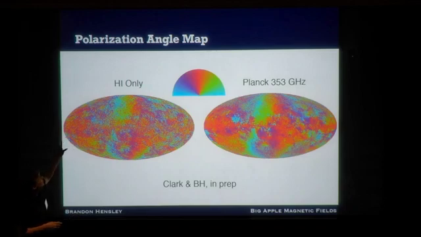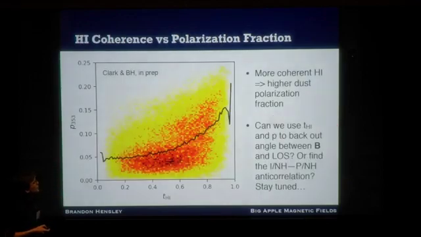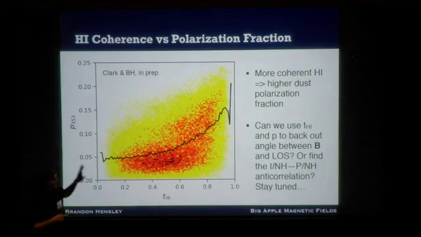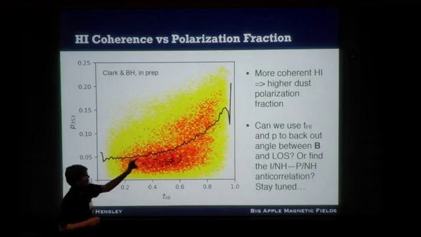So this is what you would predict just from the HI data itself, and this is the Planck 353 gigahertz orientation map, and you can see just by eye, there's rather excellent correspondence between those two. But additionally, this is now the polarization fraction versus this parameter that characterizes how coherent the HI is in orientation as a function of velocity. And this is what we say should be predictive of what the dust polarization fraction should be. And indeed, you see a very nice positive correlation between those two quantities.